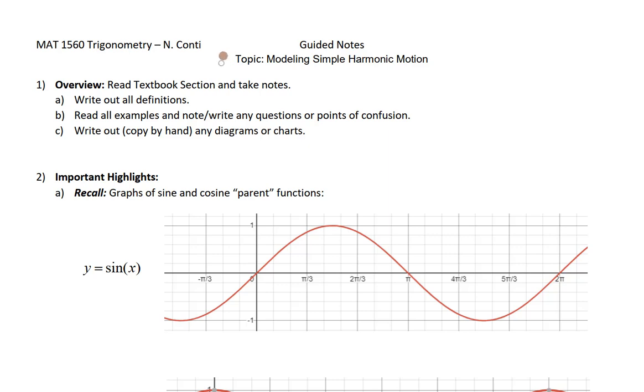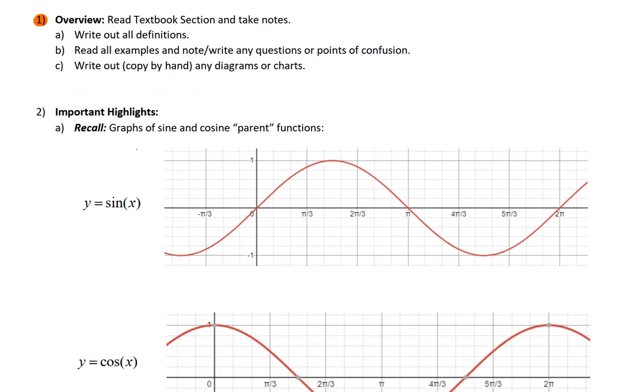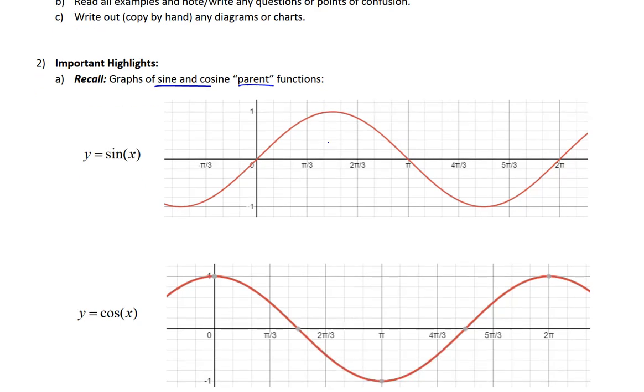This video is about modeling simple harmonic motion. As always, read through the textbook to take careful notes, but now consider the following highlights. We're going to recall, or bring back into view, some things we've already discussed, such as the graphs of sine and cosine, and that would be the parent functions. We did then also transform them by changing them, flipping them, stretching them, and so on. We just want to bring back for now these basic parent functions to remind ourselves.